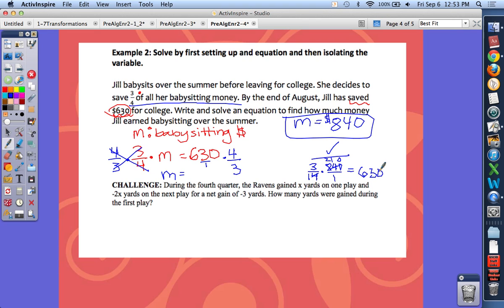All right, guys, that's it for this lesson. You have one challenge here. So draw a picture. It might help you. And then I will post the answer, or you can check in with me during 7th period to get the answer for that challenge. You ready to move on to your next task?